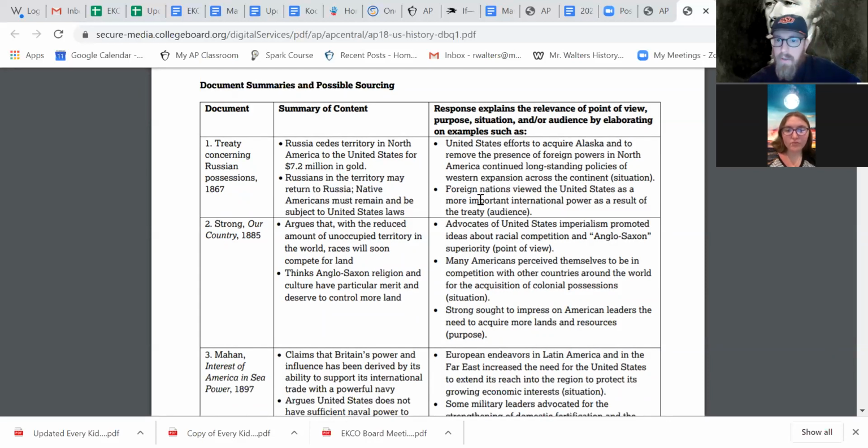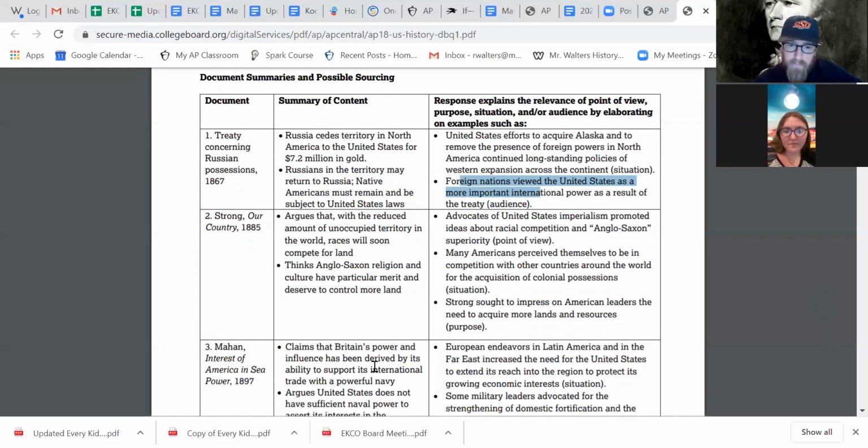So that's historical context. Another example they gave was foreign nations viewed the U.S. as a more important international power as a result of the treaty. Again, that's the audience. That's who he was saying that to, the intended audience. So he was saying that to other countries. This is showing other countries that from now on, we want to be in control of these territories. So again, that's some of their examples for what would be good analysis.